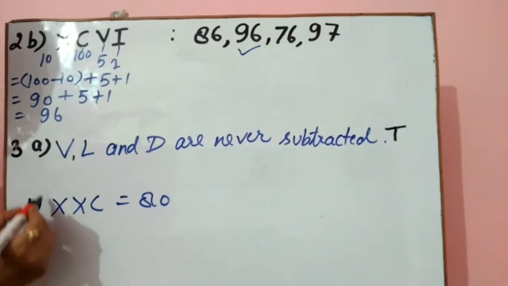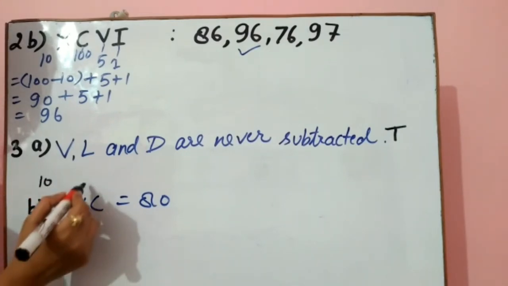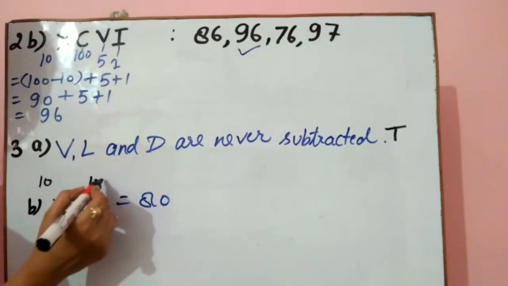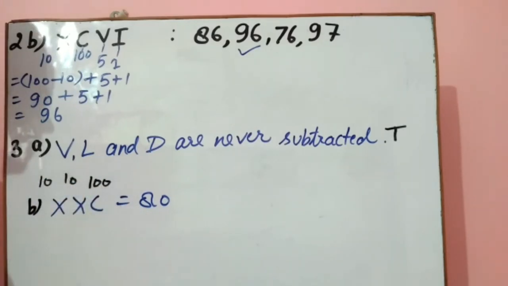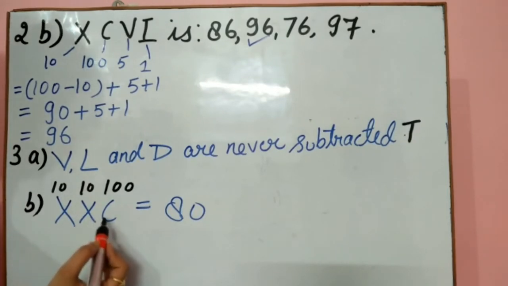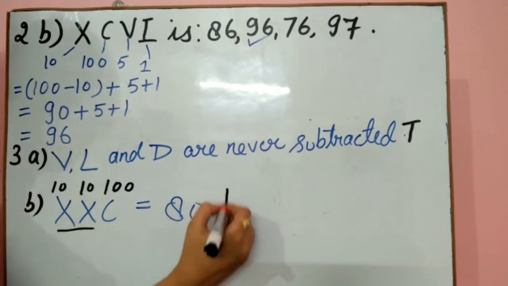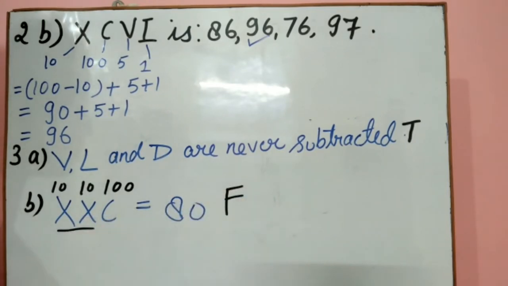B. The value of X is 10 and the value of C is 100. And there is a rule: a letter of smaller value can be written to the left of a letter of greater value only once, but it is written 2 times. That's why this one is false. Understood?